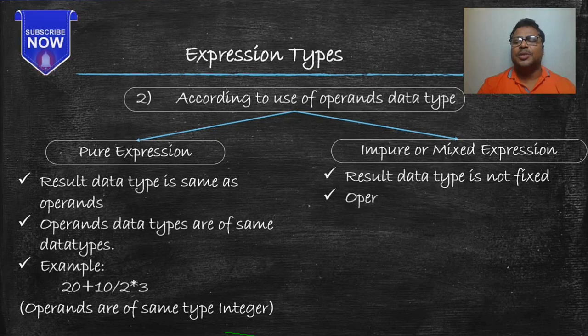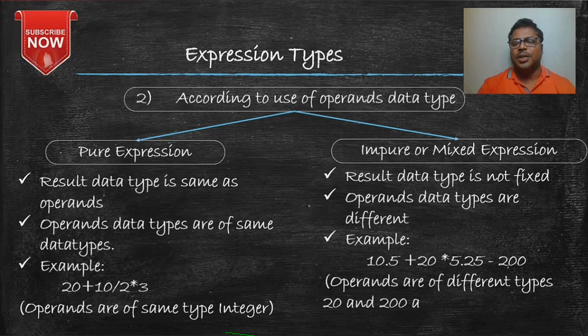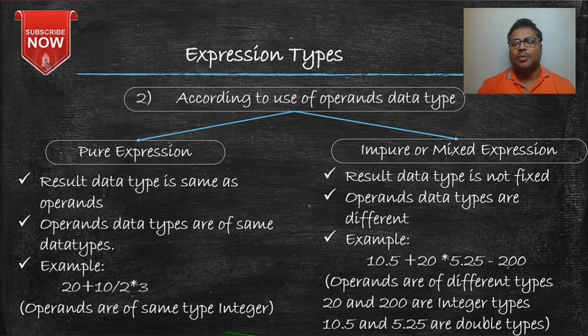Impure expression, or mixed expression: the result's data type is not fixed, because different data types are used. So which data type the result will have is not known. The operands' data types are different. So 10.5, 20 into 5.25, 200. Here you see 20 and 200 are of integer type, and 10.5 and 5.25 are of double type. So that's why it is not predictable which type of result there will be. We will discuss later how to find the result type in pure, impure or mixed expressions.